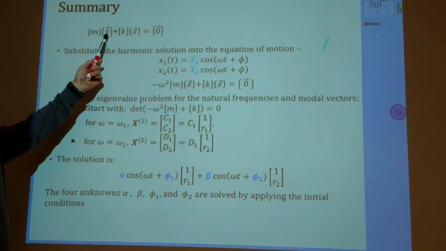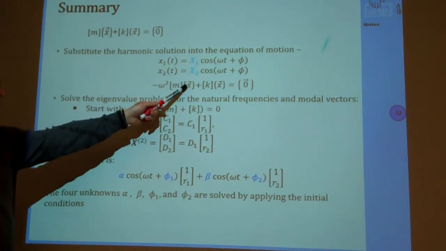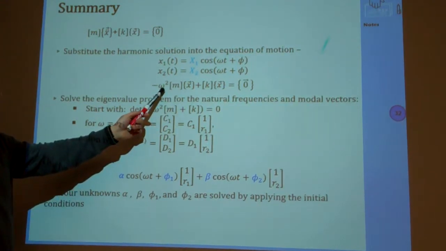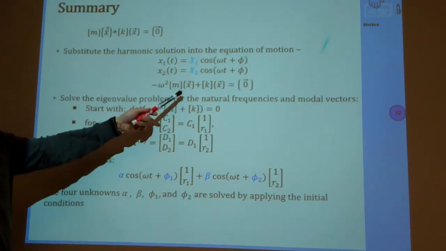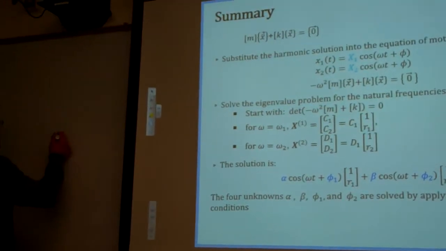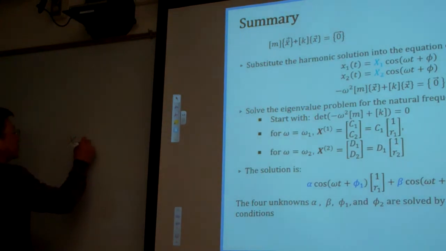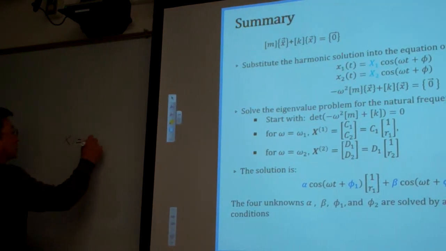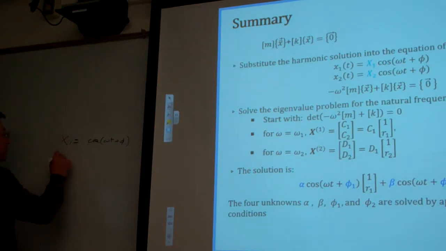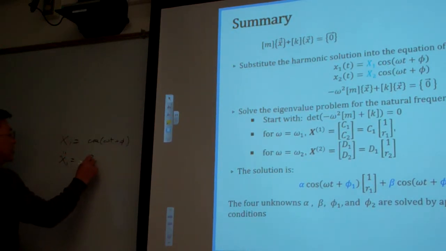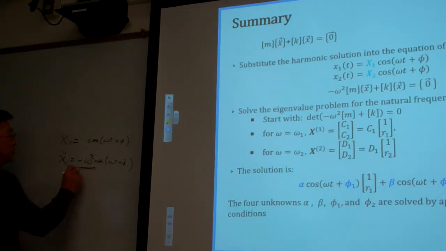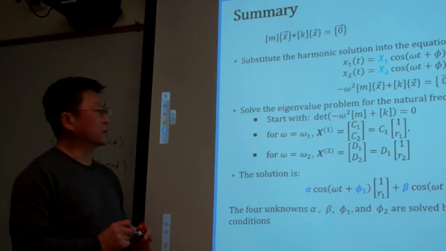You can see the acceleration term, because of the harmonic motion, acceleration is equal to minus omega squared times displacement. Because here we have, say, x1 equal to cosine(omega t plus phi). Then you can see x1 double dot equals minus omega squared cosine(omega t plus phi). So that's the reason why we have these terms up here.